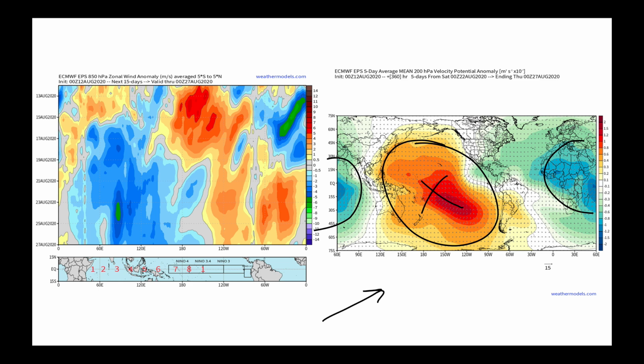And when I start to see that, it gets me thinking about what is the relationship between the Madden-Julian Oscillation, El Nino La Nina, and the Indian Ocean dipole. So let's go over to the El Nino La Nina first.